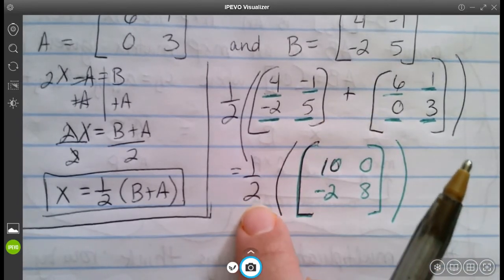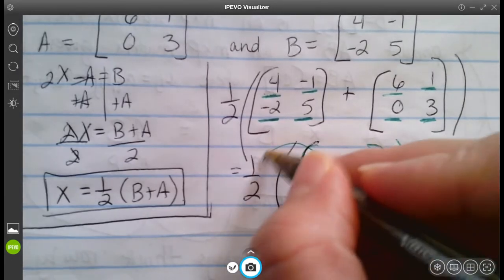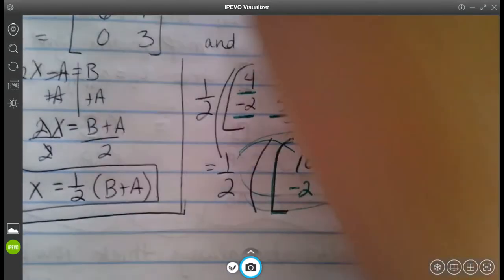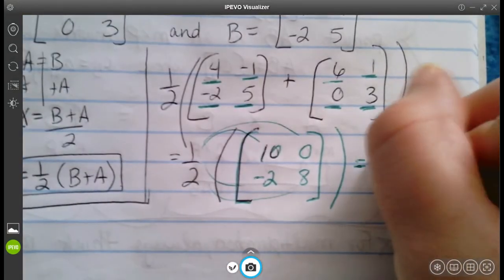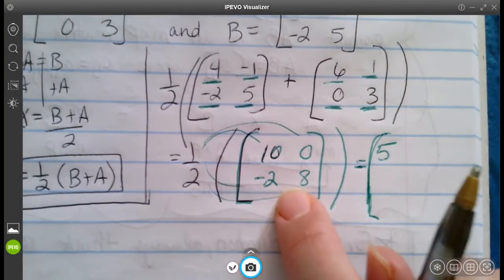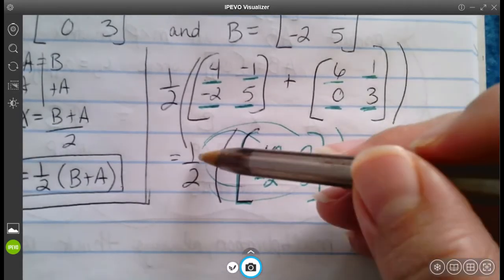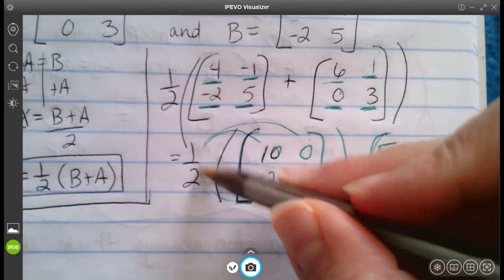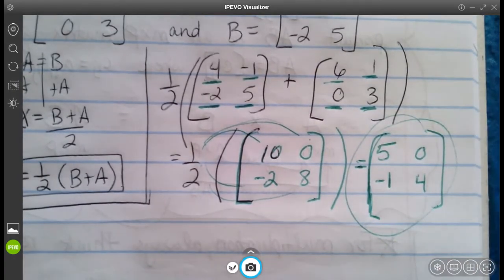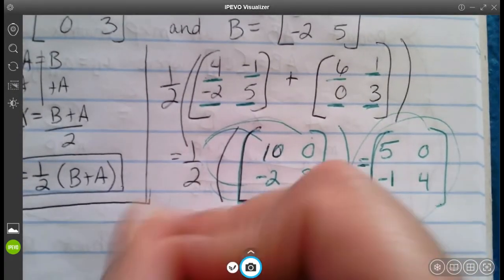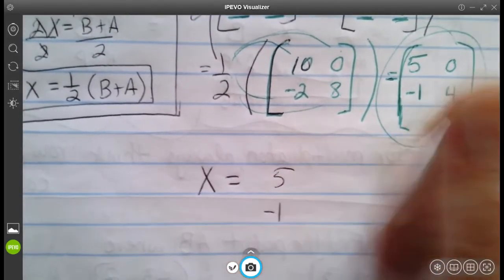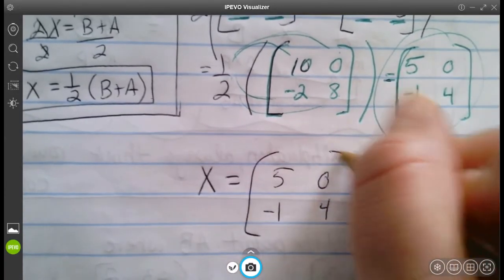Now I'm going to distribute my 1/2 to everything in here: here, here, here, and here. That gives me 1/2 of 10. 1/2 times 10 is going to be 5. Think of it like, what is half of 10? This is a big bracket for a matrix. Half of -2 is -1. Half of 0 is still 0. And half of 8 is just 4. This is my answer right here. So this means that my X, capital X, is equal to this matrix: 5, -1, 0, and 4.